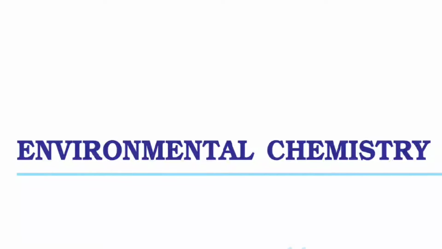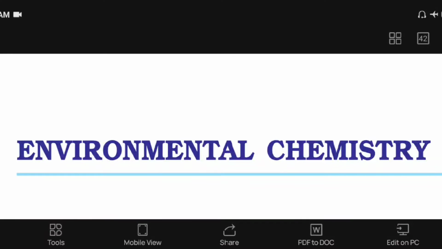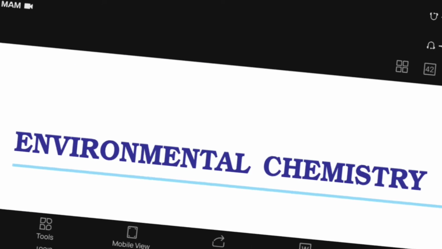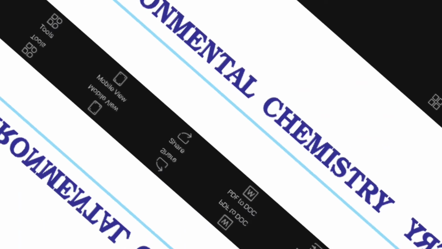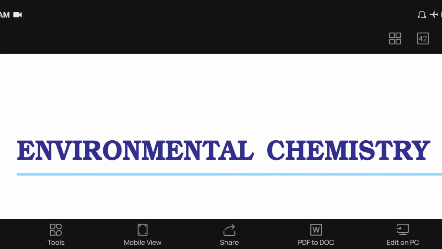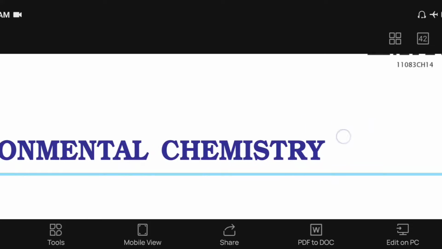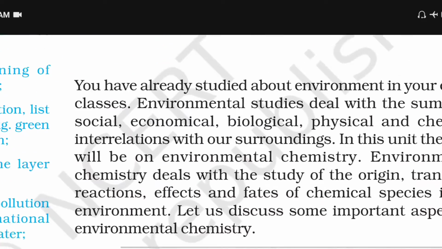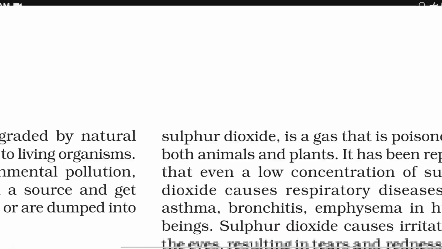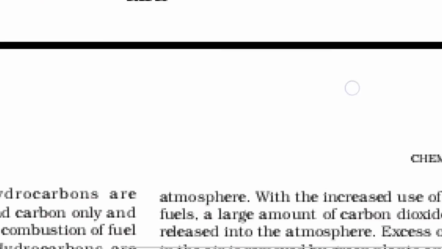Hello students, hello learners. Today we will discuss the second part of environmental chemistry, which is related to 11th class chemistry chapter number 14. In our first lecture I discussed pollution, pollutants, sources, effects of different types of pollution, and different states of pollutants. And today I will explain global warming.